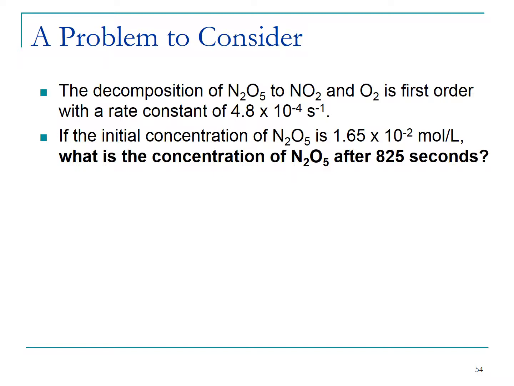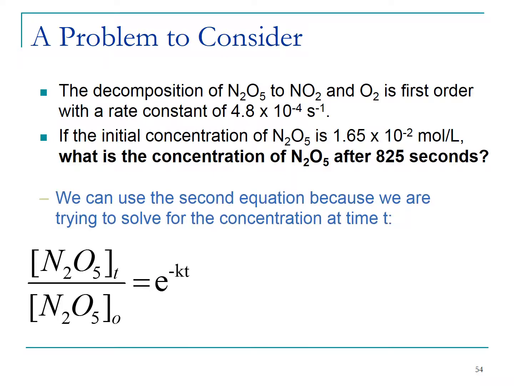All right, so we have our equation. We use the second equation here because we're trying to solve for that concentration at time t, so we're undoing the log. You can do it any which way you want to, but we're undoing the natural log. All right, what do we know? We know k is 4.8 times 10 to the minus 4. We know t is 825 seconds. And note that the rate constant is in inverse seconds and the time is in seconds, so they cancel each other out. So you just want to always be careful that your time and your rate constant have the same units. Otherwise, you'll have to convert one or the other.